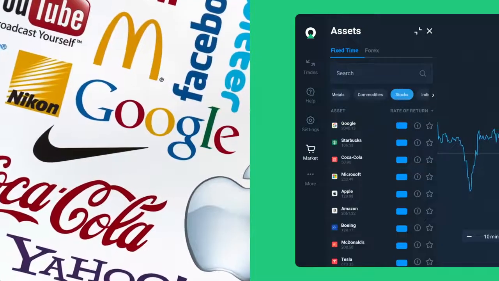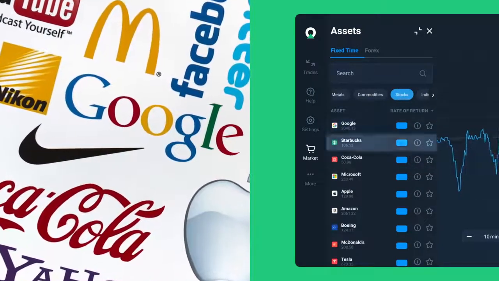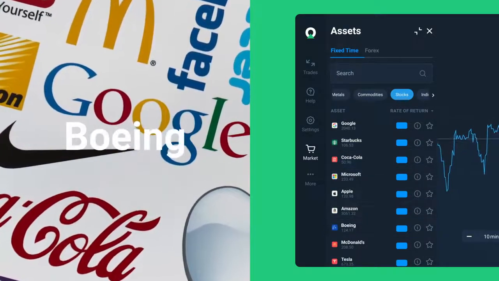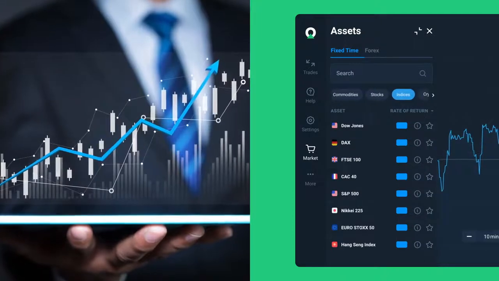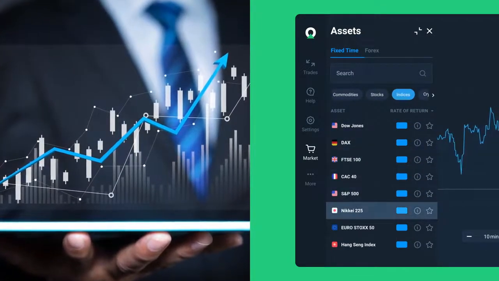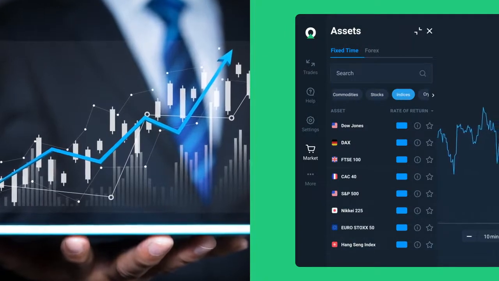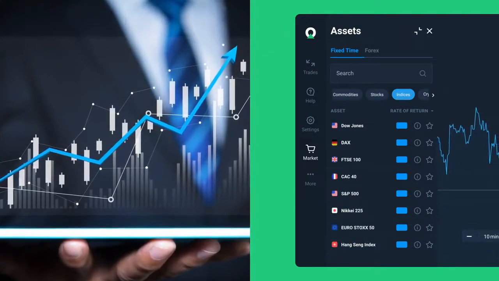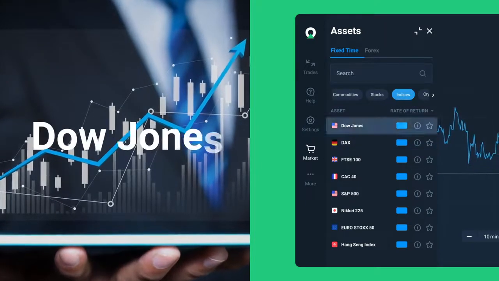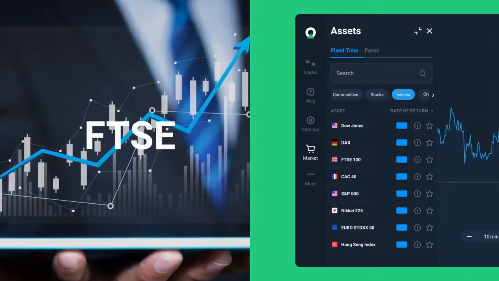You can choose to trade from a huge list of large company stocks like Apple, Amazon, Boeing, and many others. The platform offers all major indices. This is a combination of different large company stocks, which as an index help to gauge the state of different economies. For example, the German DAX, United States Dow Jones, and UK FTSE.